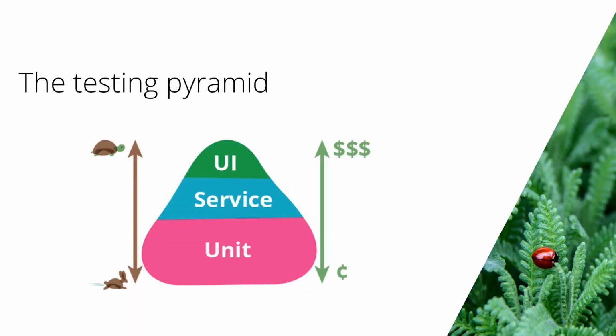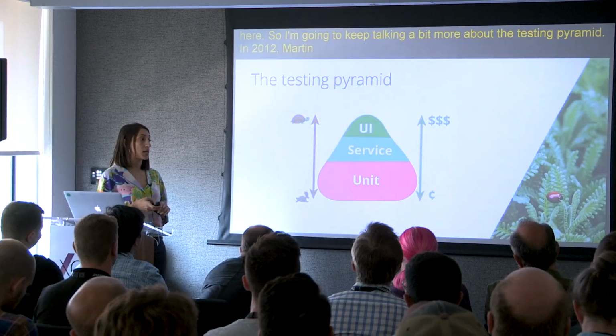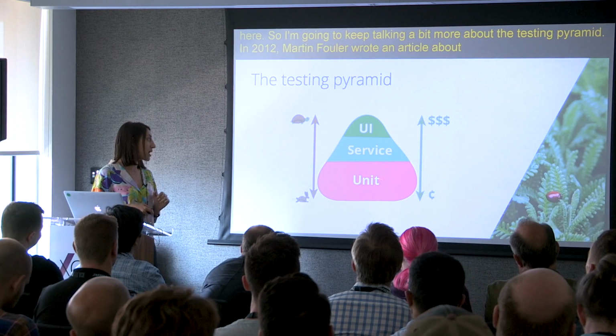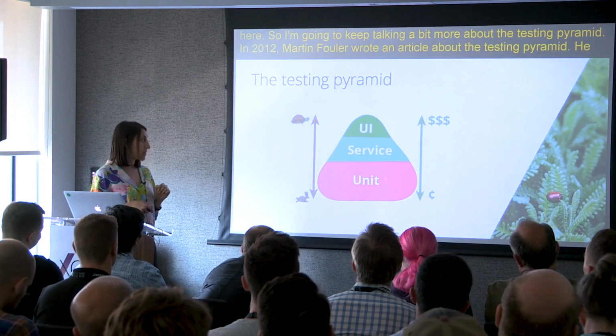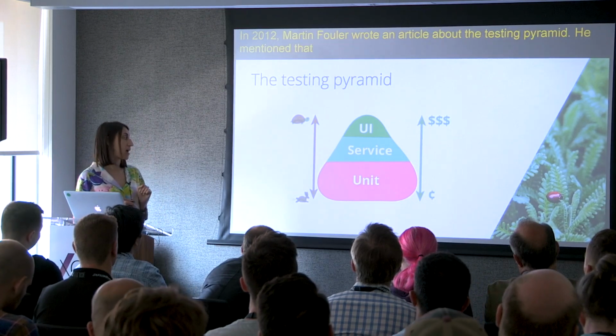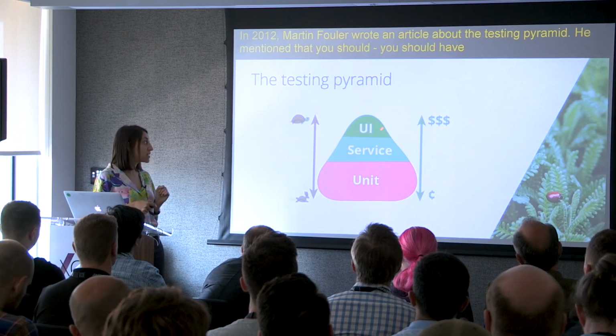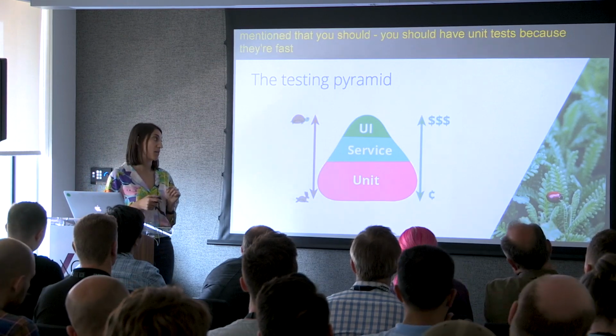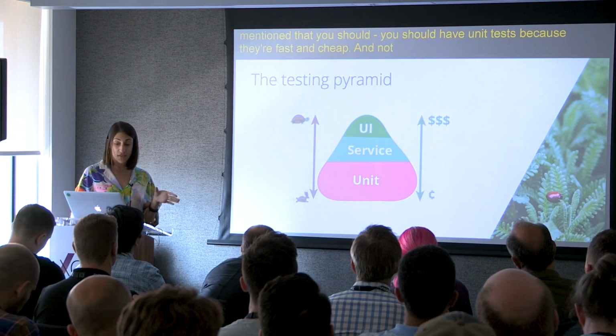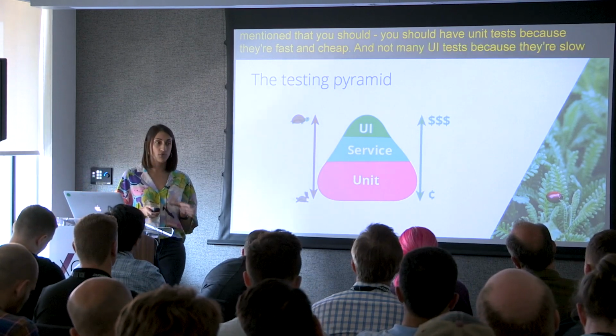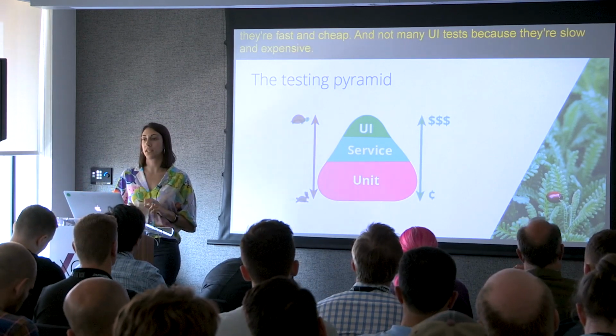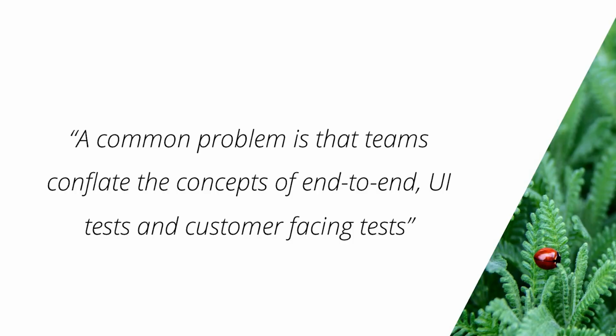In 2012, Martin Fowler wrote an article about the testing pyramid, and he mentions the same core idea, that you should have many unit tests because they are fast and they are cheap, and you shouldn't have many UI tests because they are slow and they are expensive. So while he thinks this core idea is right, he mentions two very important ideas. This is the first one. A common problem is that teams conflate the concepts of end-to-end test, UI test, and customer-facing test.